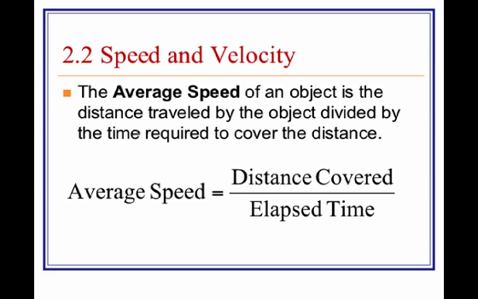The amount of distance covered in a certain amount of time is known as the average speed. For example, if you covered 10 meters walking very fast in 2 seconds, your average speed during that time would be 5 meters per second.